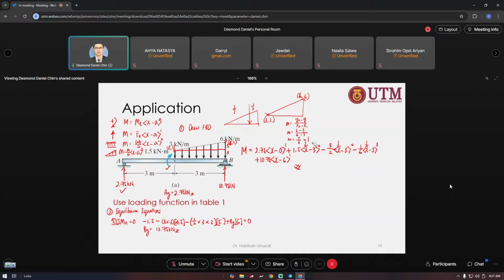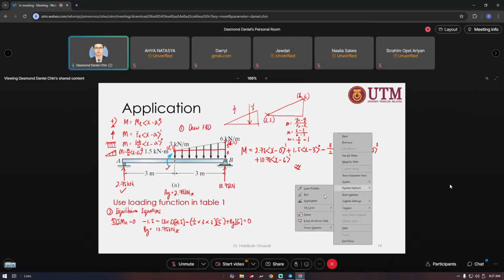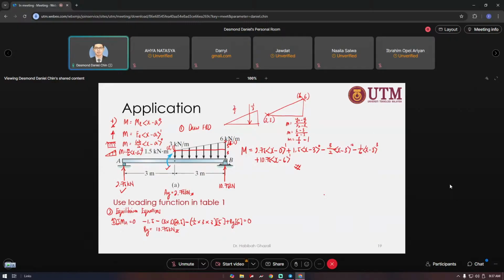The answer is actually X is the specific location of your analysis. So in C7L1, after you develop your slope and also deflection equation, let's say the question asks you to find the deflection and also the slope when x equals 2. So you have to substitute x equals 2. There is a specific location of your point of analysis, correct? So x is the specific point of your location that you want to analyze.